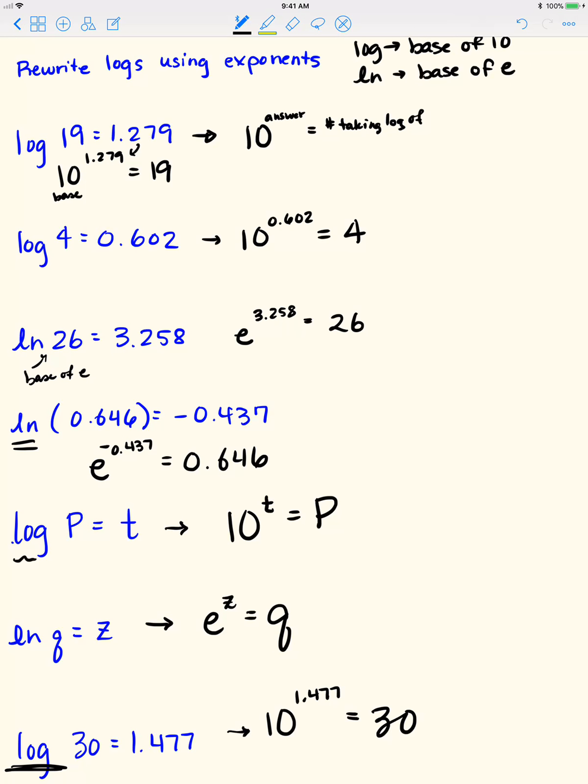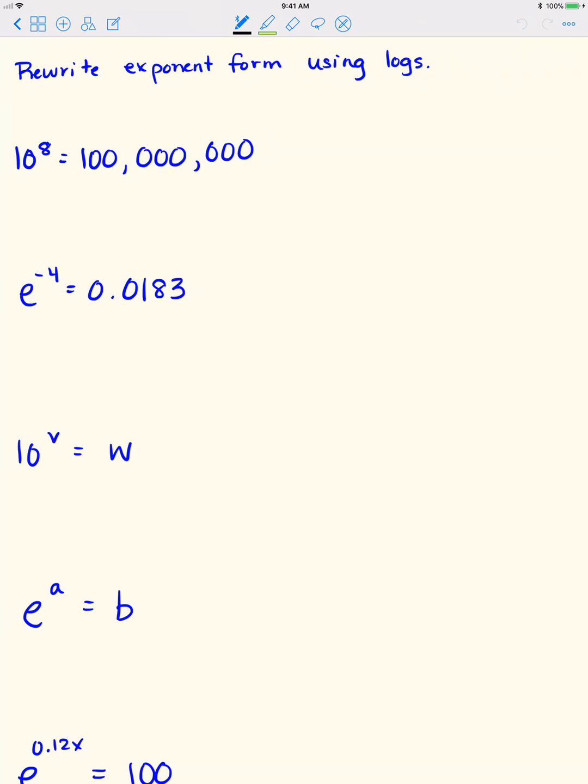So that's just rewriting logarithms, whether they're common or natural, into exponent form with the base of e or 10. Now these will go backwards. These examples are going to have you rewrite the exponent form using logarithms. If we have 10 with an exponent, we'll use a common logarithm, and if we have e with an exponent, we'll use the natural logarithm. So 10 to the 8th power equals 100 million. That would be the log of 100 million.